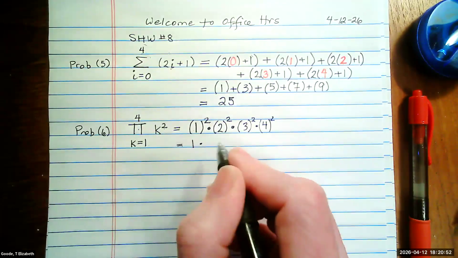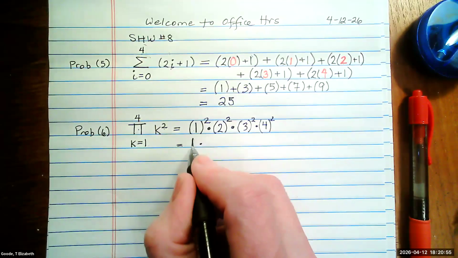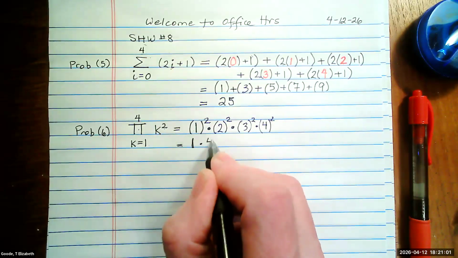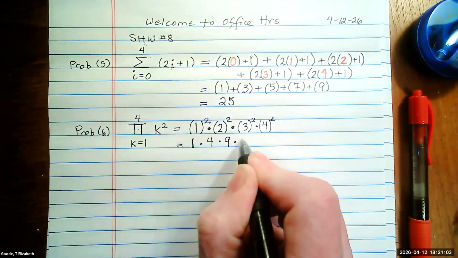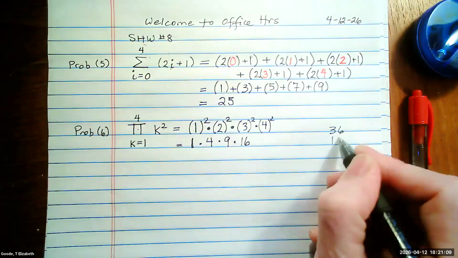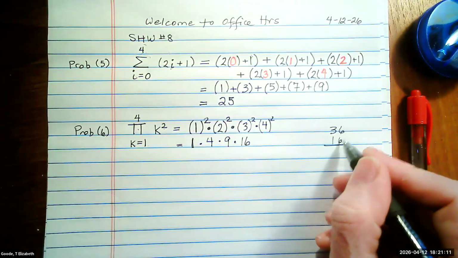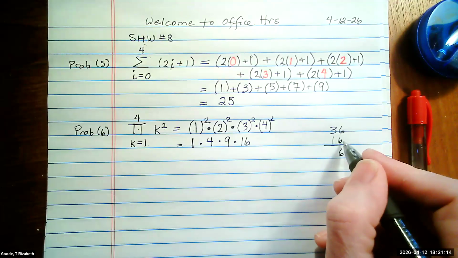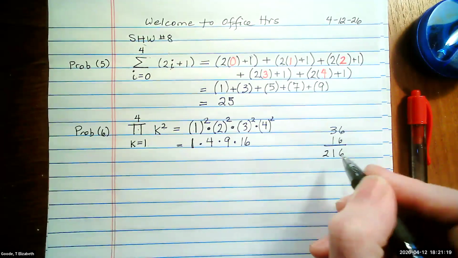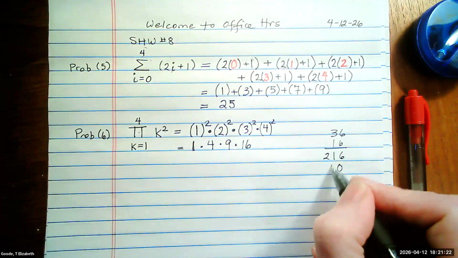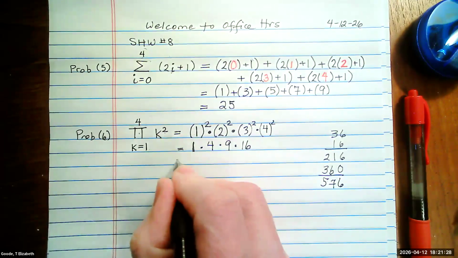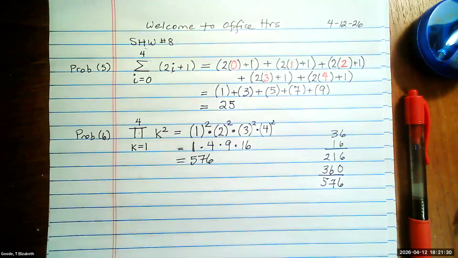So it's 1 times, because 1 squared is 1, and then the next one is 4, and then 9, and then 16. So 4 times 9 is 36, and 36 times 16 is 576. But of course, you're welcome to use a calculator.